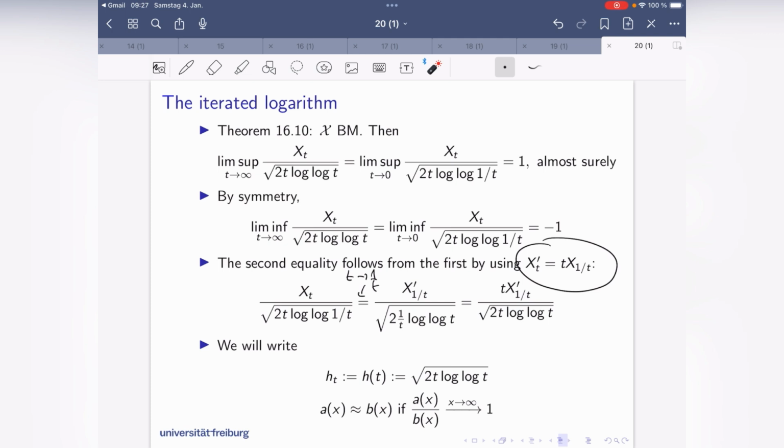Okay, all that remains is showing the lim sup for t goes to infinity. And we're going to use some notation here. h(t) is the square root of 2t log t, okay. And I'm going to write that a and b are similar if their quotient converges to 1.